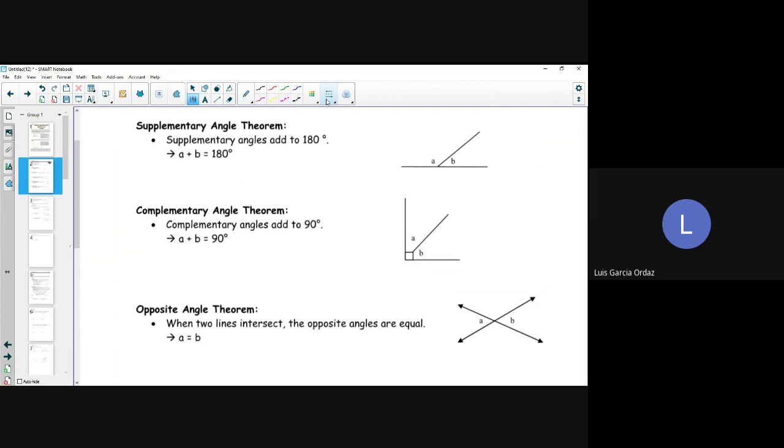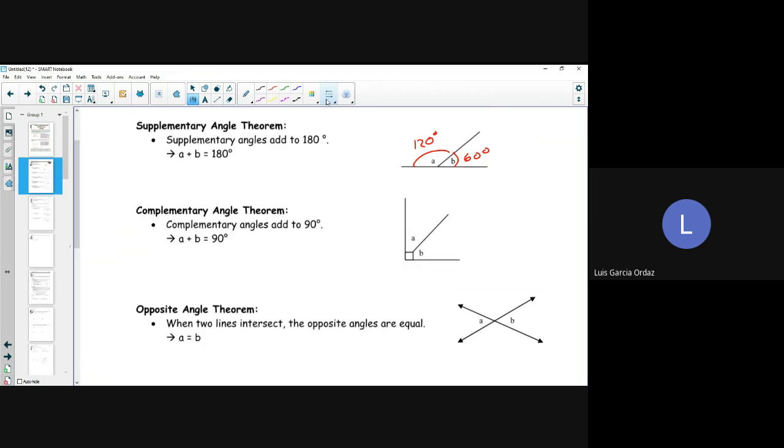So if angle A is 60, what would angle B give me, if you're using supplementary angles? Come on, guys, grade 9, grade 10 math. What would angle A be if angle B is 60 degrees? 120. So this is going to be 120 degrees.